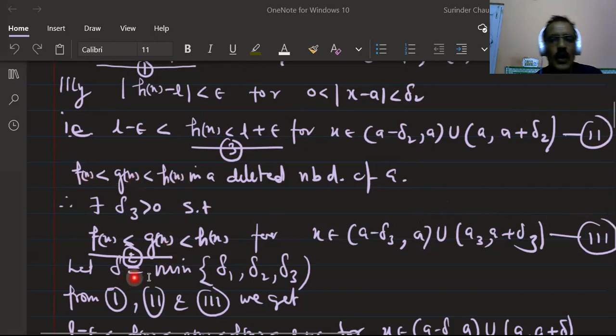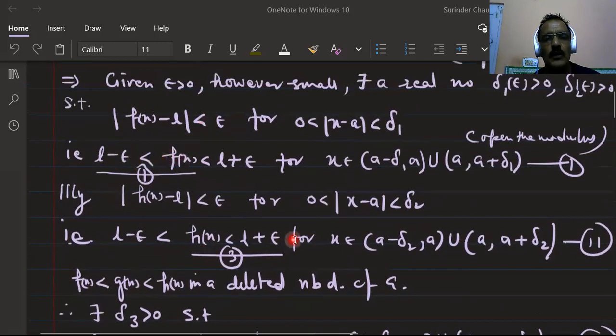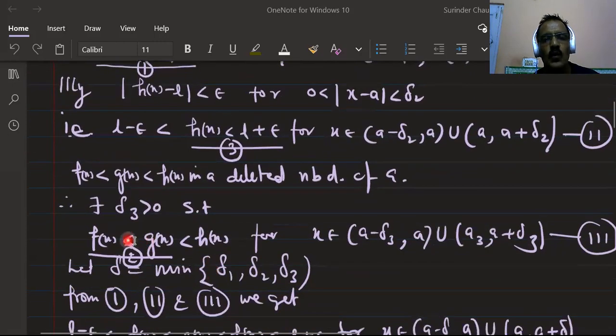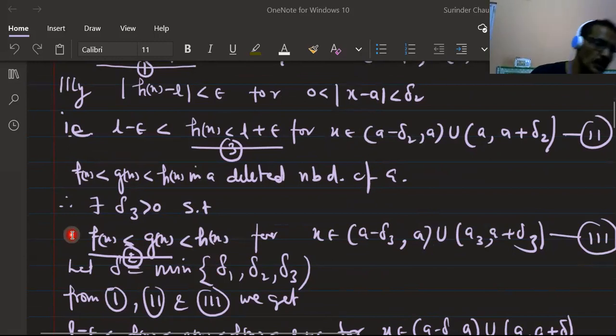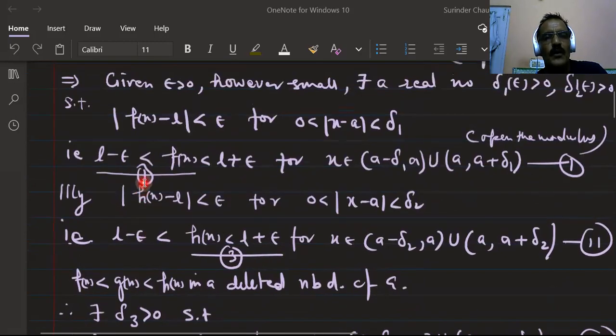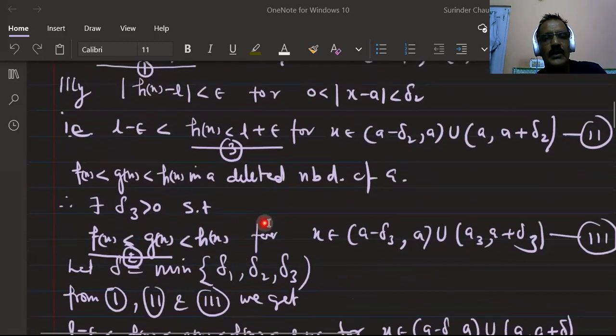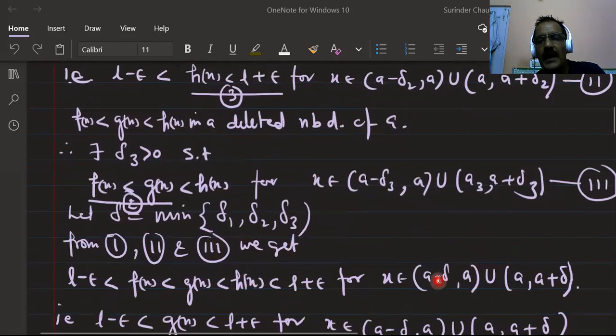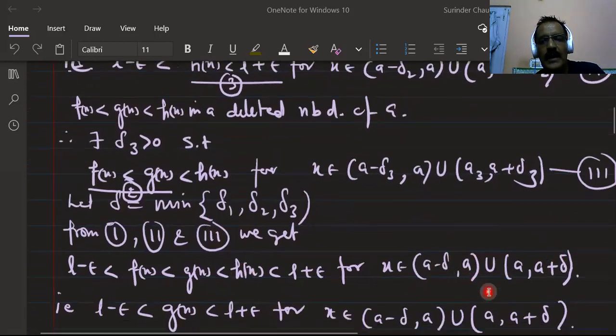third, let us choose delta to be the minimum of delta 1, delta 2, delta 3. We have chosen delta in such a way that the first inequality, this second inequality, and this third inequality hold true in the same domain. That is why we discuss this. Now equate from first, second, and this third in the delta deleted neighborhood of A.